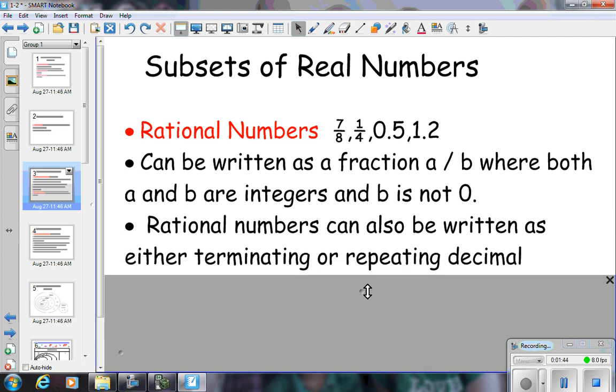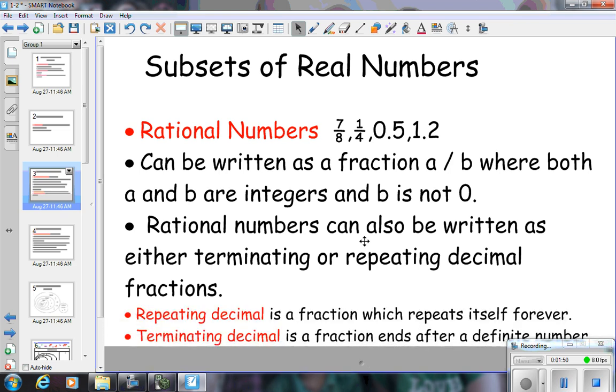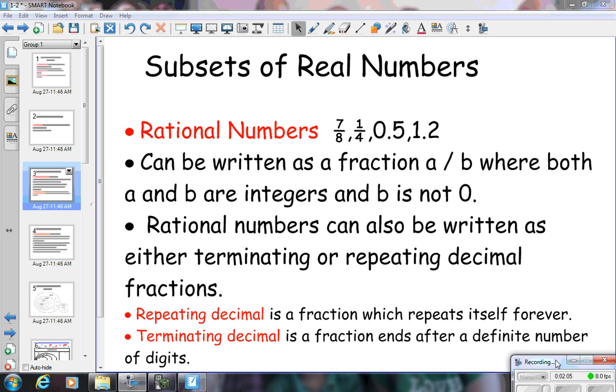Rational numbers can also be written as either terminating or repeating decimal fractions. So if you had a repeating decimal, say you have 0.3 repeating and it goes on forever, that's a rational number. Or you could have a terminating decimal where you have something like 0.25. That's a rational number. So that's how you can identify rational numbers.